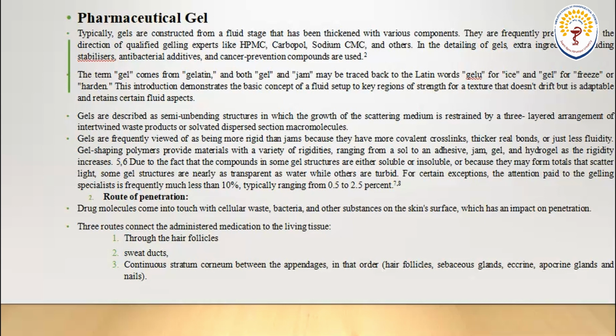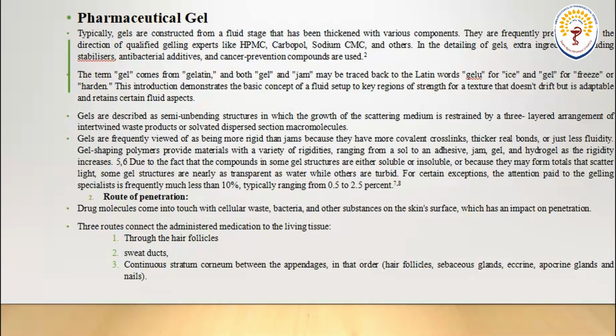Gels are described as a semi-solid dosage form in which a liquid phase is imbued, having a high degree of physical or chemical cross-linking. In other words, gels are semi-solid systems that consist of either a suspension of small inorganic particles or large organic molecules interpenetrated by a liquid. Gels can be either water-based or organic solvent-based.